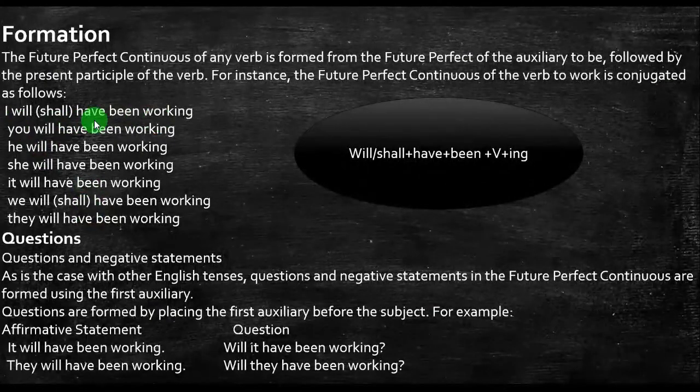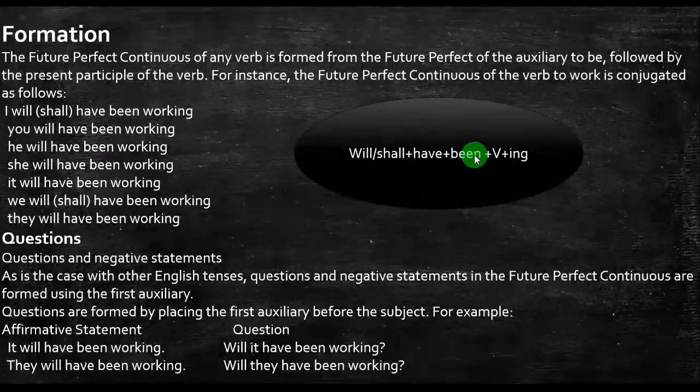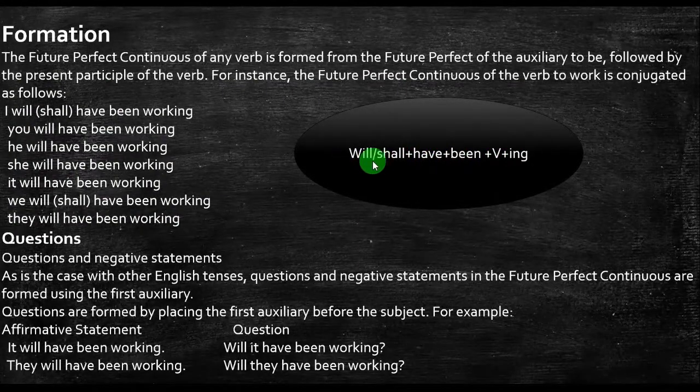I shall have been working, British English. I will have been working, American English. So you will have been working, he will have been working, she will have been working, it will have been working. Here again, with we use shall in British English. We shall have been working, they will have been working. So this is how the verb form will be used. And here, will, shall plus have plus been plus first form plus ing. So it will make future perfect continuous tense.